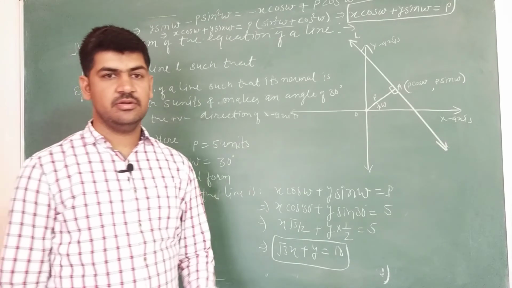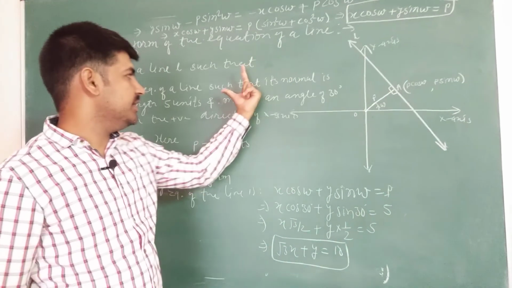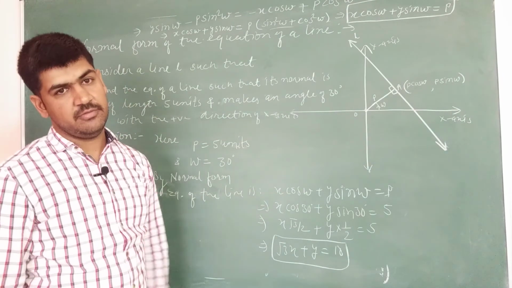So we have formed the normal form of equation of a line and took an example on the basis of normal form. Thank you.